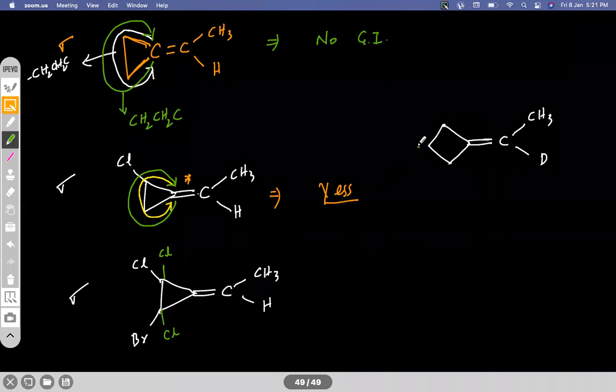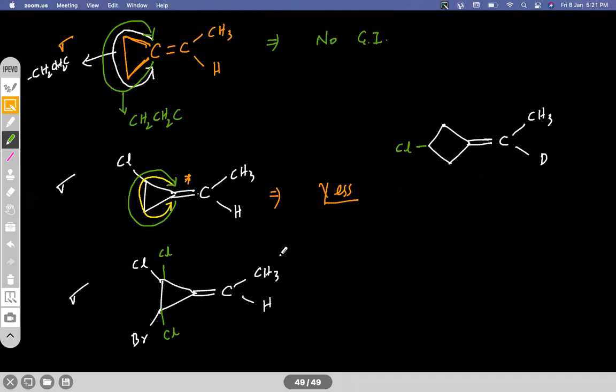What if I attach one chlorine here? Shraddha, tell me. No. Very good. How is it not possible, Ritu? You see, in this path we have chlorine at the second carbon. This way also, chlorine at the second carbon. So it's not possible. Paths are same. Fine. What about this one?